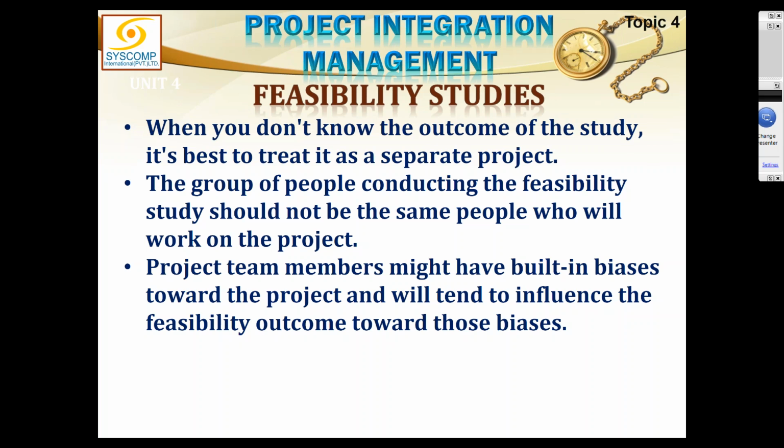What happens is, project team members might have built-in biases towards the project and will tend to influence the feasibility outcome towards those biases. If these are the people who have to do the project, they will think from their comfort point of view, and they would say that it is not feasible because this is a very difficult job. Because I have to do it and I don't want to do a difficult job, therefore it is not feasible. They will try to prove it not feasible. So let the feasibility be done by some other experts, and the actual people who are going to be working on that product would be a different team.